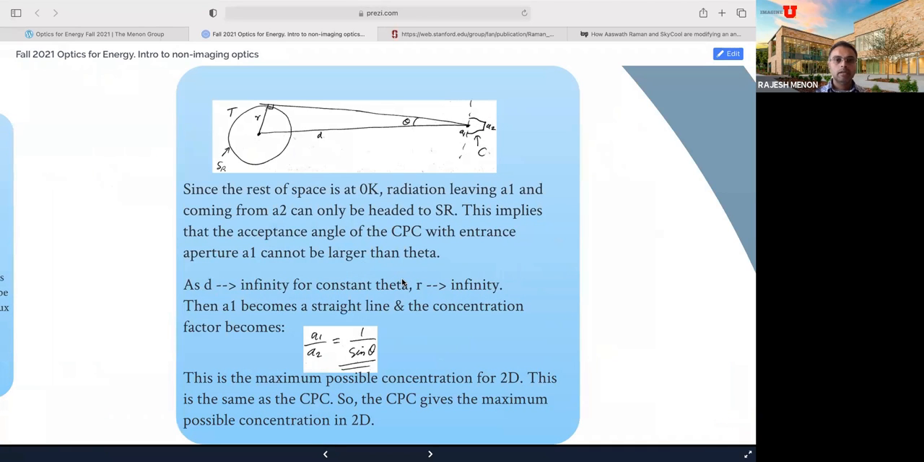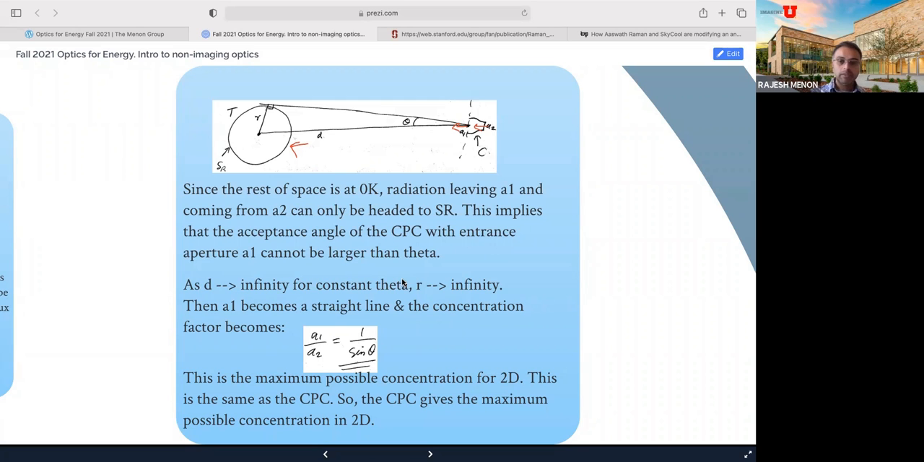Now, we want to also wrap up this concept a little bit. So let's go through this one more time. Since the rest of the space is 0 Kelvin, any radiation leaving A1, which is the CPC here, and coming from A2 can only be going to the source, because there's nothing else in this particular universe as we have defined it. This implies also that the acceptance angle of the CPC with the entrance aperture A1 cannot be larger than the theta shown here.